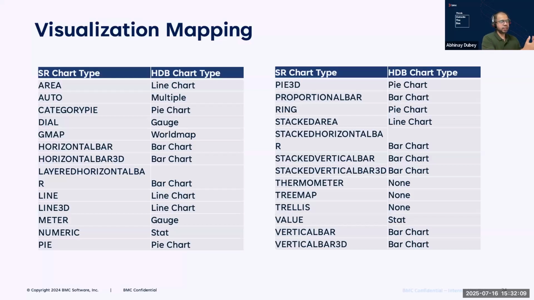Similarly, there would be something corresponding to what you had in Smart Reporting, but in some cases, you may find there's nothing similar on the new platform. For example, the thermometer doesn't have something exactly the same on Helix dashboard. So in such cases, if you're using these kinds of visualizations, you may need to reimagine how you want to visualize the data. What visualization would fit best what you want to represent, right?